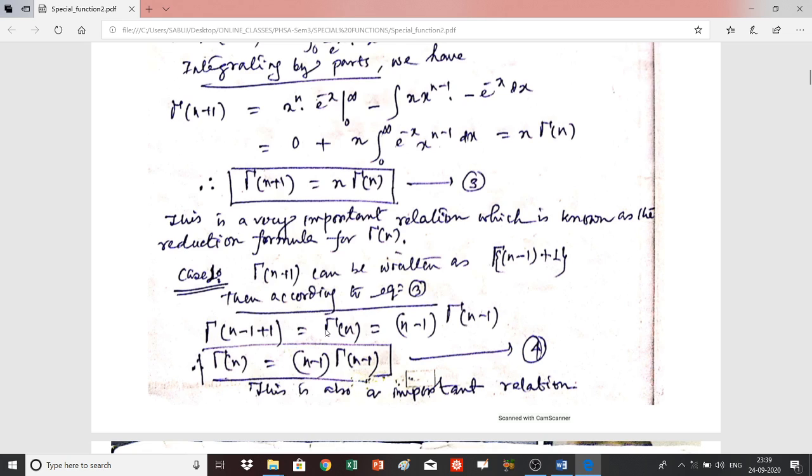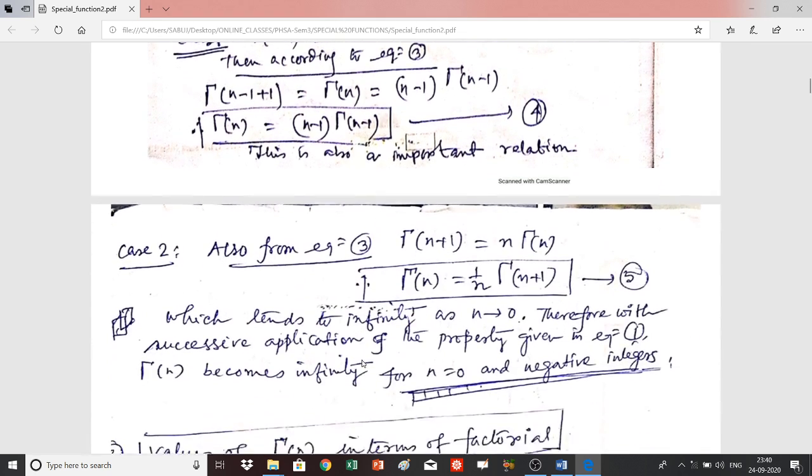And you know from this relation that gamma n plus 1 is equal to n gamma n. So here n is replaced by n minus 1. So you can write it is equal to n minus 1 times gamma n minus 1. So from here you can write gamma n is equal to n minus 1 gamma n minus 1. This is another important relation.